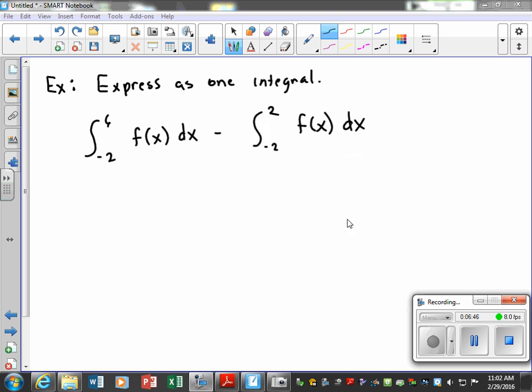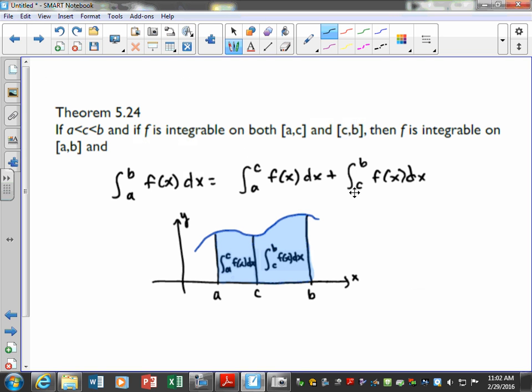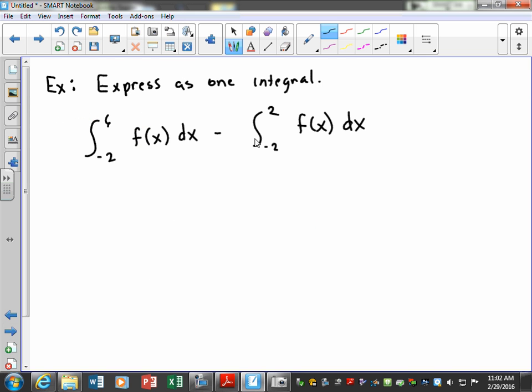Okay, so express as one integral. My limit over here is negative 2 to 6 of f of x dx. I'm going to subtract the lower limit from negative 2 to 2 of f of x dx. But it says express as one integral. So I know these go together, but first of all, this guy does not match this guy. My C's do not match, so therefore it doesn't fit this theorem just yet. So we're going to have to use a property.